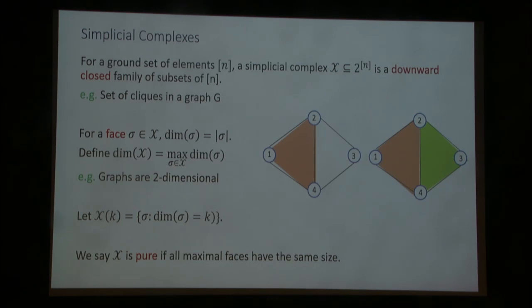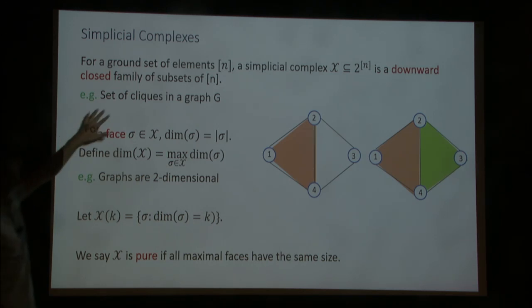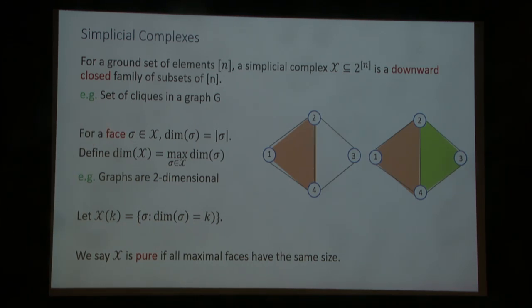Okay. So what's a simplicial complex? It's basically a downward closed set of elements. One famous example is the clique complex, the set of cliques in a graph. If you have a clique, any subset of it is also a clique. So it gives you a simplicial complex.